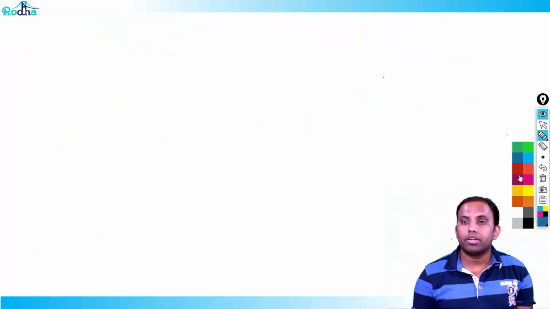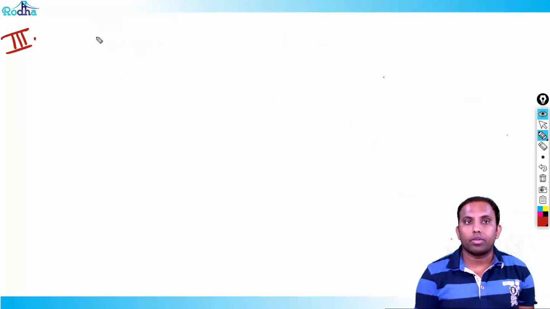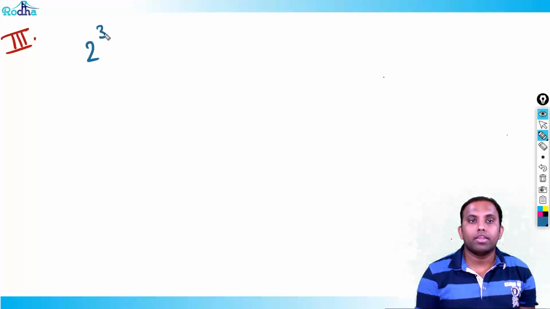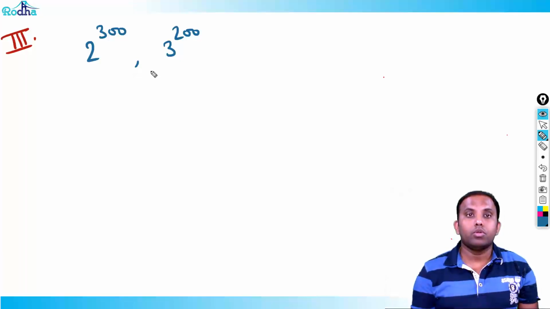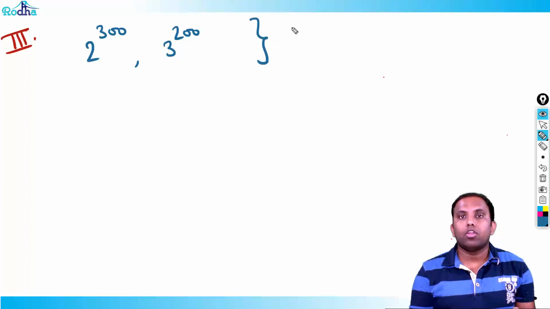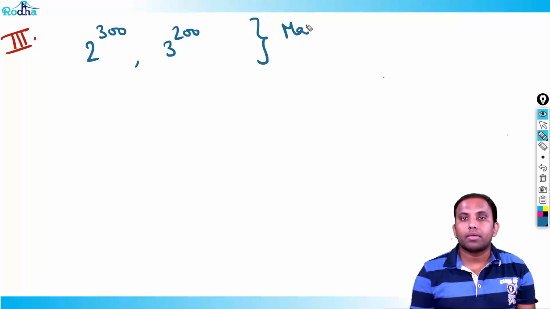Move to the third one now. The third type is basically this one. This is the type where I need to compare between 2 raised to 300 and 3 raised to 200. Which is greater? So in this type, again I'll tell you first the logic, then I'll tell you the shortcut. The logic here is: make the power same.